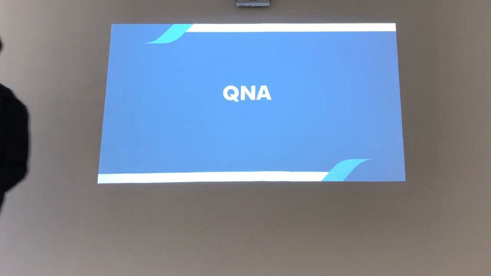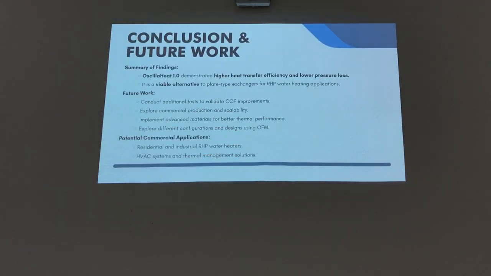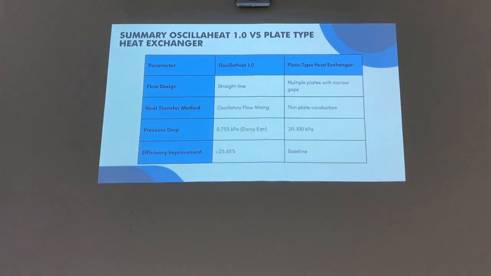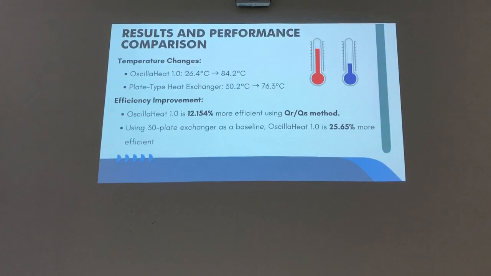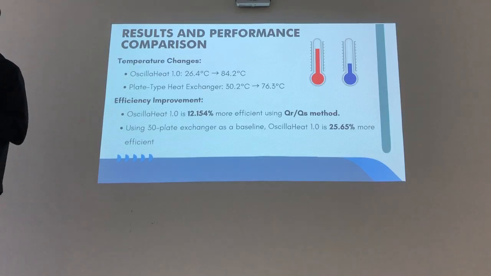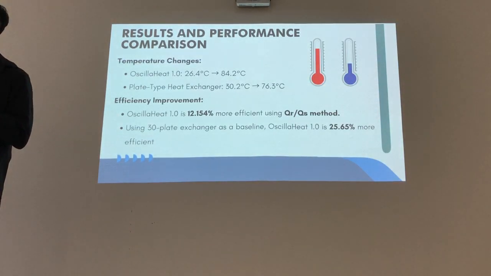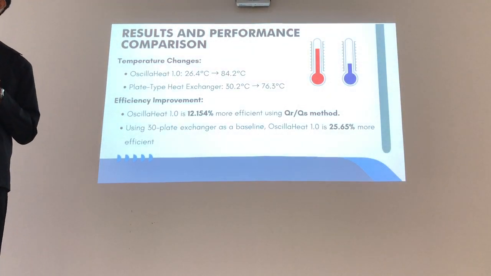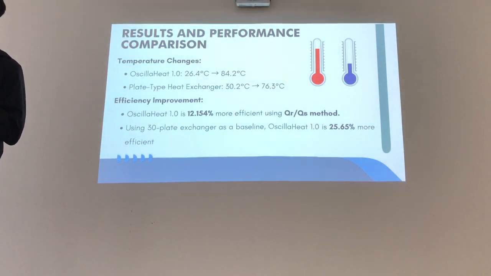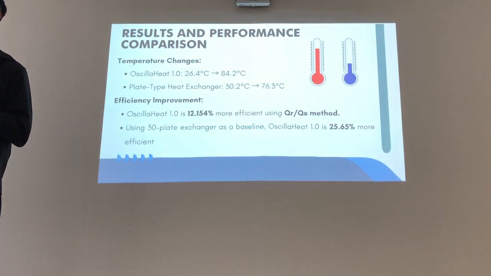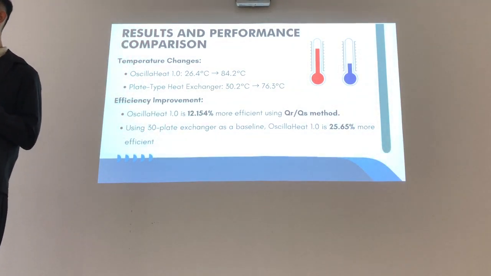Can you go back a few slides to where you are talking about 1.0 and the efficiency? You mentioned that the 1.0 version is more efficient by 12%, whereas they are using 30 plates, right? It's 25.65 more efficient. So you are comparing your 1.0 against the plate type. From what you are saying, the plate type is more efficient? No, I'm saying the oscillating heat is more efficient.